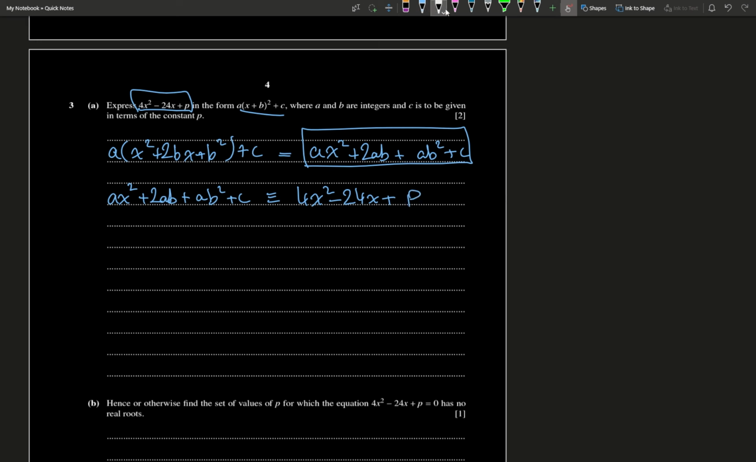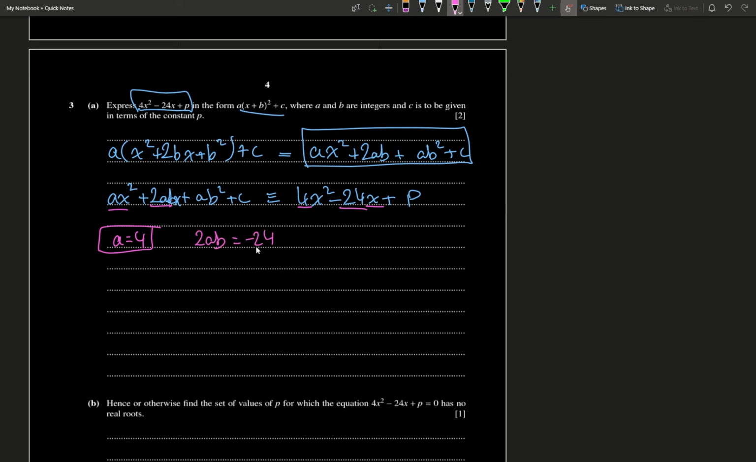Now let's compare our coefficients. You'll notice here that the coefficients of x squared are a and 4, meaning a is equal to 4. Okay. After that, the coefficients of x, sorry, I forgot to write the x here. The coefficients of x are 2ab and negative 24, meaning that 2ab is equal to negative 24.